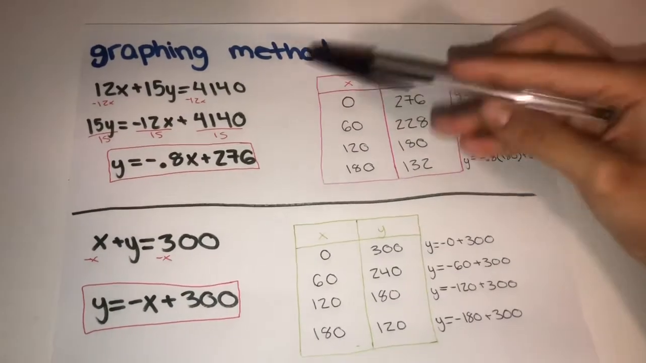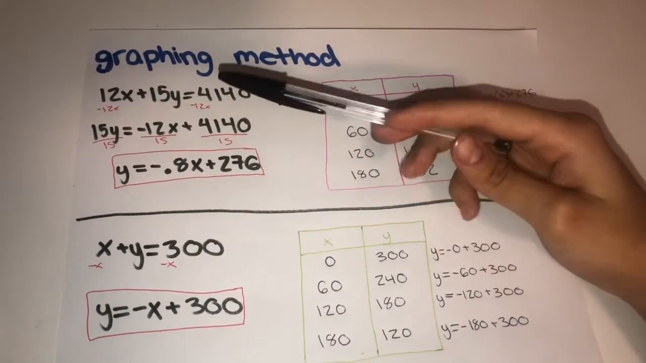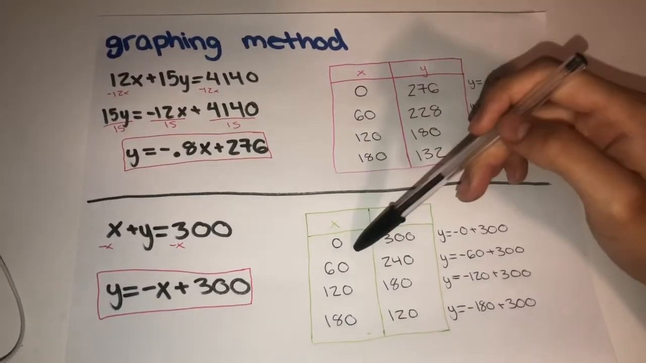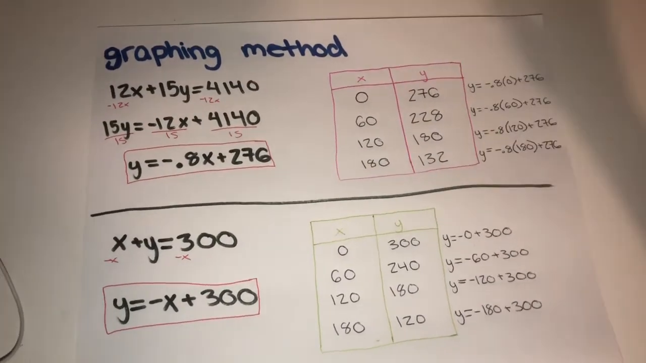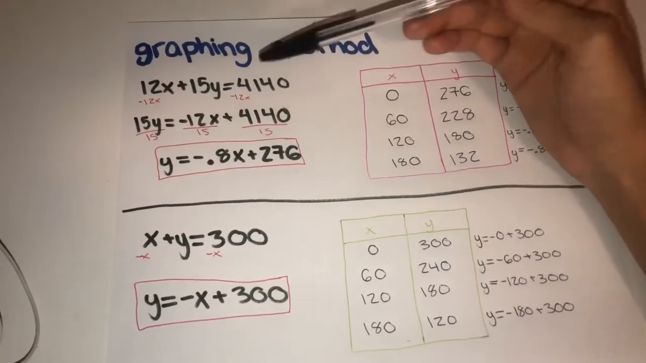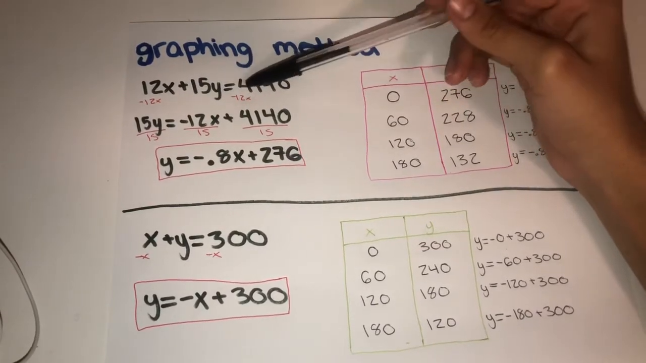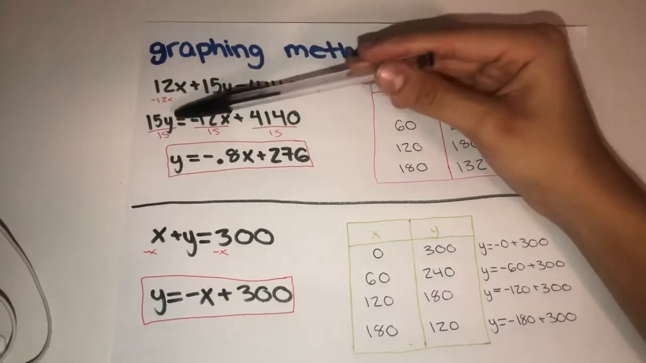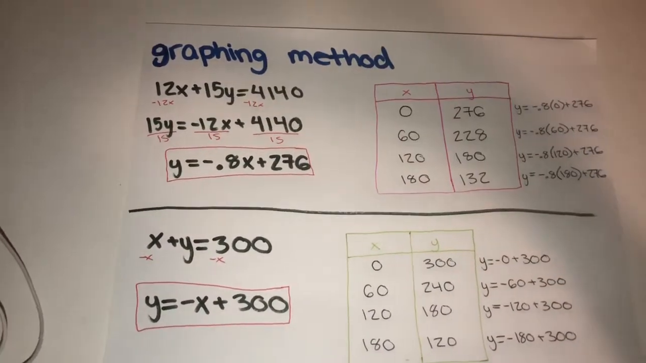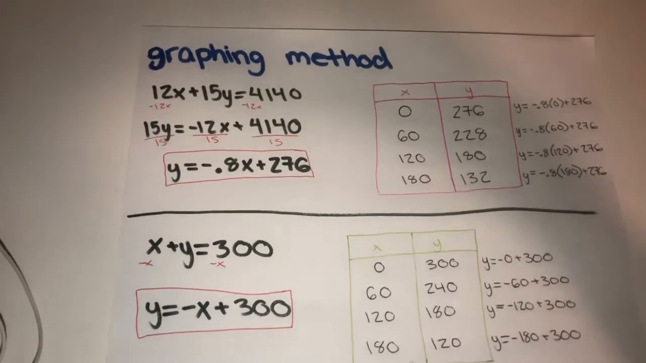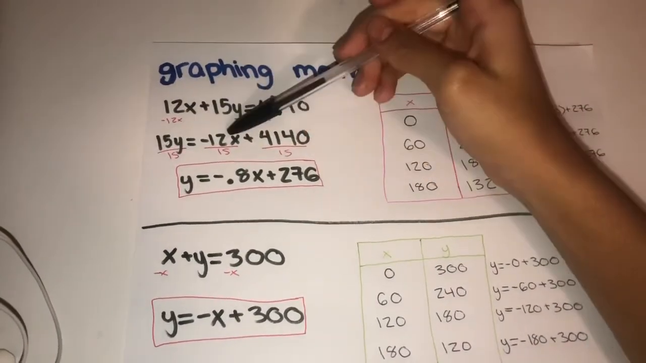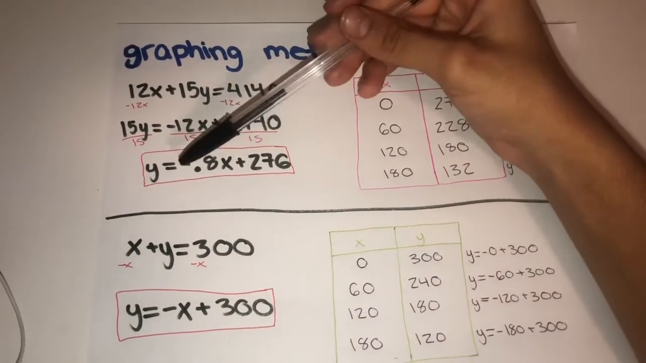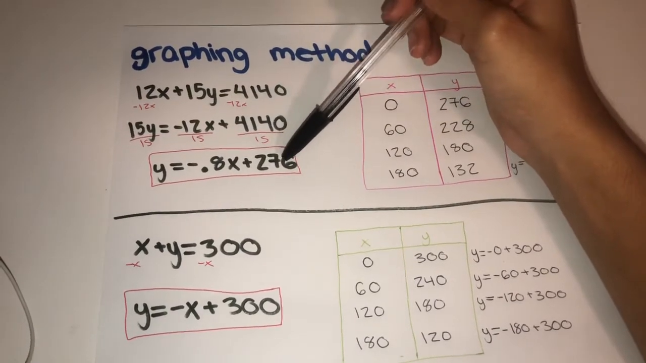So we had to solve both equations that we used previously for y, and we'd just be plugging in random numbers for x, but they'd be getting different y values. So for this one, 12x plus 15y equals 4,140. Subtract 12x so y can be by itself. And then it looks like 15y equals negative 12x plus 4,140. Divide each section by 15, and then your answer would be y equals negative 0.8x plus 276.